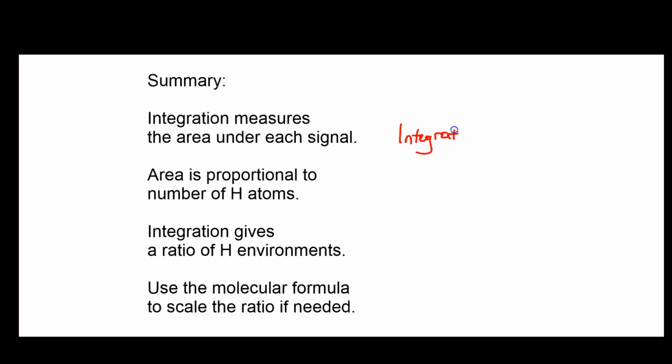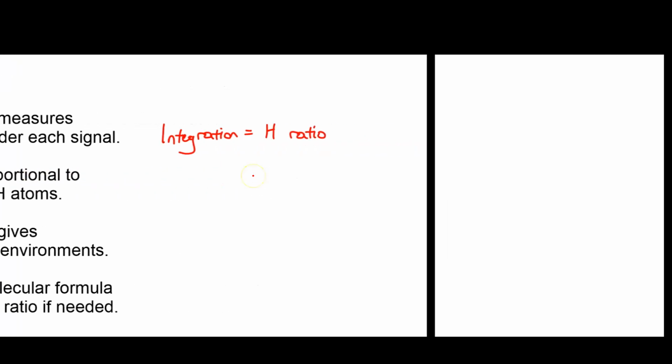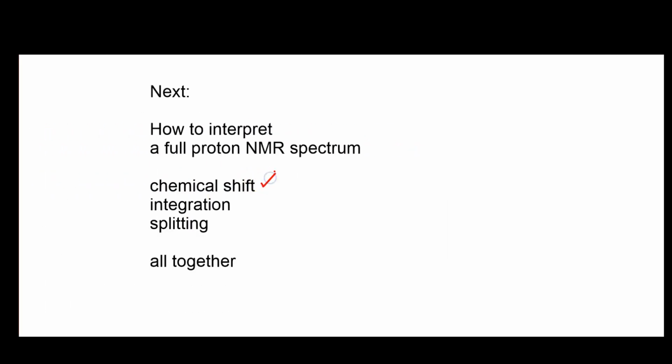Integration equals hydrogen ratio, not the absolute number of hydrogens. If the ratio is simplified, use the molecular formula to scale it. In the next video, we will put chemical shift, integration, and splitting together to interpret a full proton NMR spectrum.